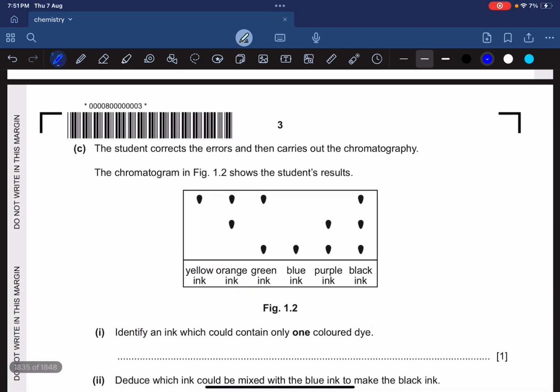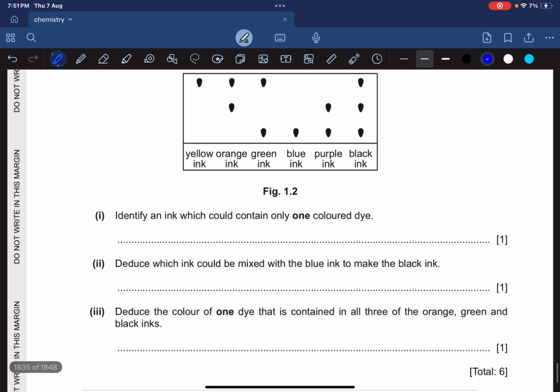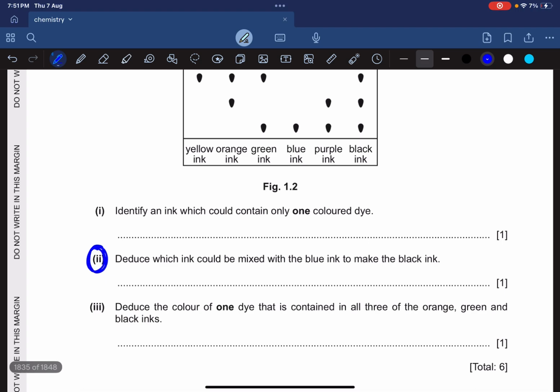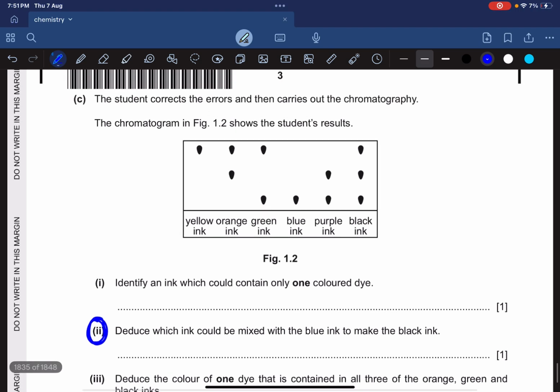Okay, the student corrects the errors and then carries out the chromatography. The chromatogram in figure 1.2 shows the student's results. Identify an ink. Okay, I love this question. This question is really good. So I'd like you guys to tell me the answer to this part. If you consider yourself really good, not at chemistry, it's just general knowledge, it's common sense.